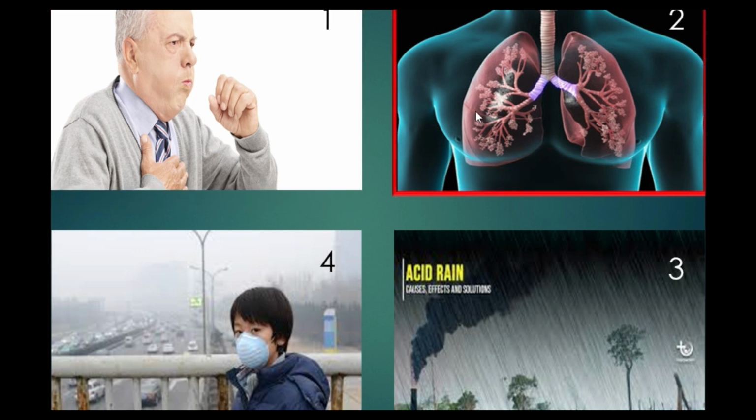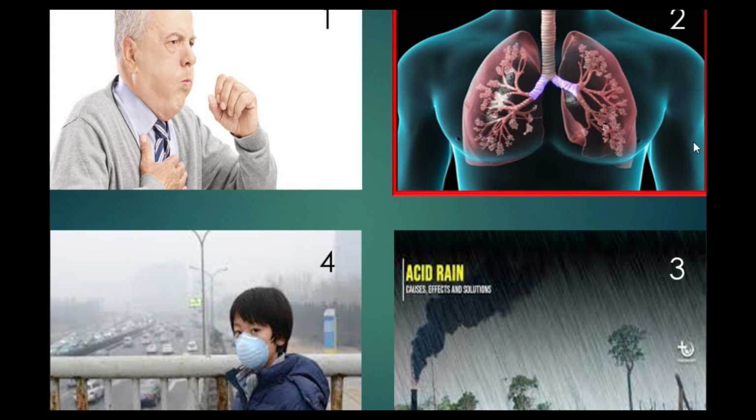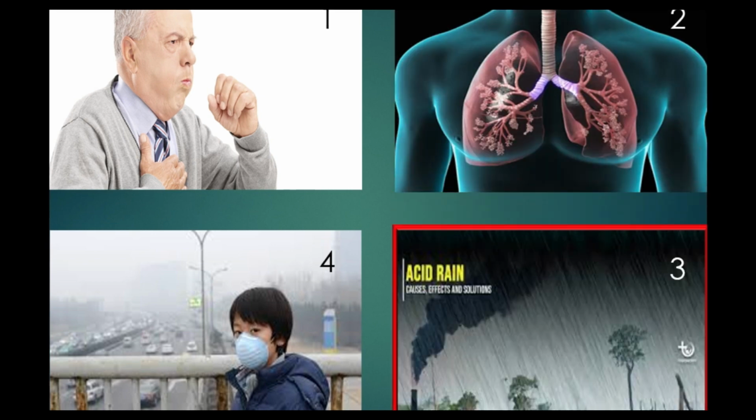In the next picture, what do we see? We see a picture showing the lung of a man. This lung can be destroyed due to polluted air. What do we see in the next picture? We see that acid rain is falling.